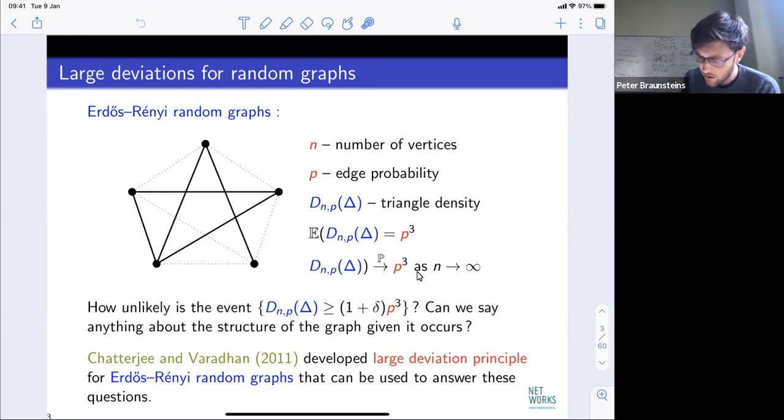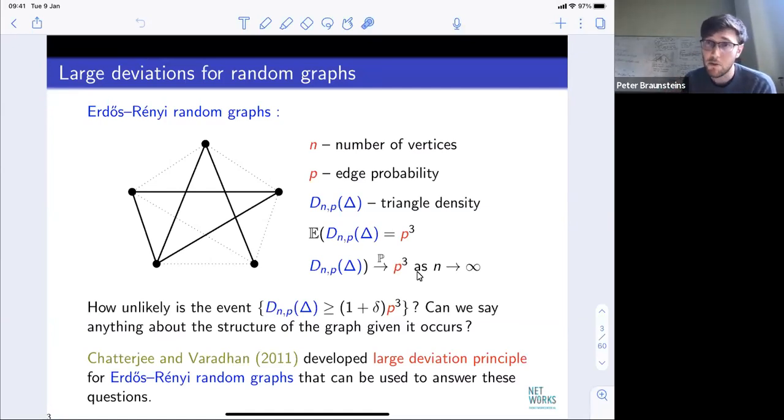And we also want to know if we can say anything about the structure of the graph given this event occurs. Okay, so suppose this event does occur and we have an unusually large triangle density, then we're going to require a whole bunch of additional edges. So are these edges kind of sprinkled uniformly around the graph, in which case our graph would look like an Erdős-Rényi random graph with a higher edge probability? Or are these edges arranged in some kind of special structure? Okay, in which case the graph wouldn't look like an Erdős-Rényi random graph.